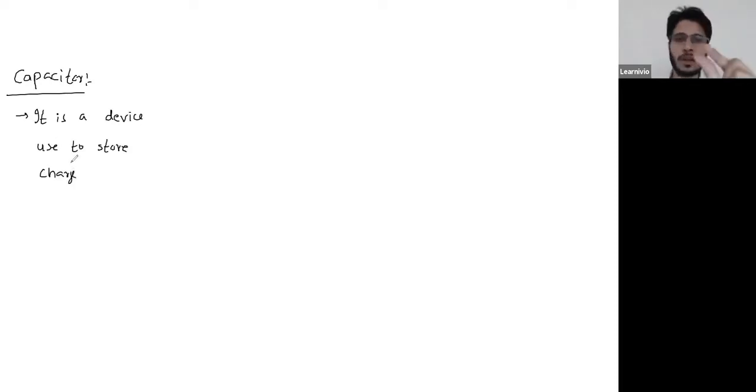And this device can store a comparatively larger amount of charge. So a capacitor is a device used to store charge. A very small capacitor, of the size of the flashlight of your camera, can store charge almost equal to that of the entire earth. So there's a difference between capacitance and capacitor. Capacitance is the property, the charge holding capacity of a conductor. And a capacitor is a device which can store charge. So how to make a capacitor?